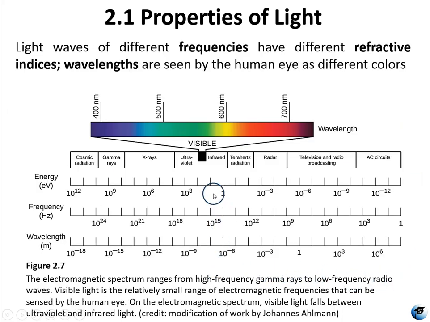Light itself is actually an electromagnetic spectrum. Different waves have different frequencies and different refractive indices. The different wavelengths are observed as different colors. And what's really cool is that the visible spectrum of light is really, really tiny. There are so many other types of light that we can't see at all. You've got your radiation and gamma rays, X-rays, UV, infrared, all this kind of stuff. We can only see this little snippet here.